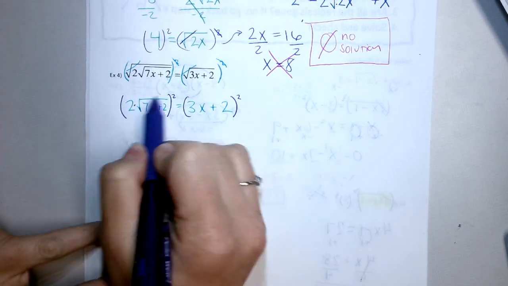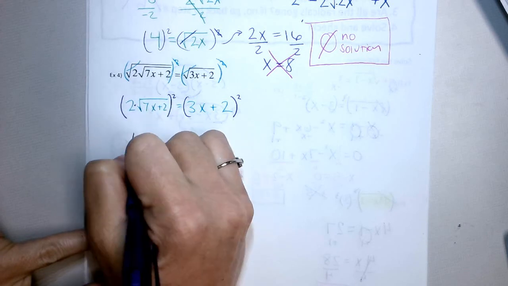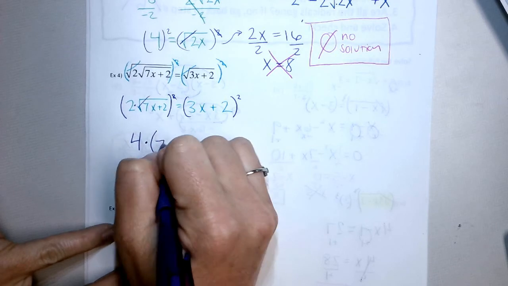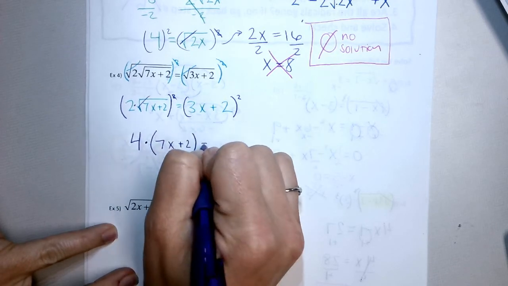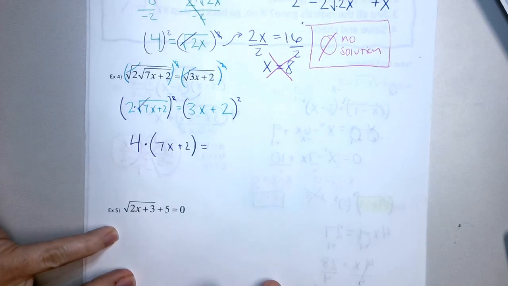What's 2 squared? 4. Times square root cancels the square, and I get 7x plus 2. And over here, I have to double distribute.